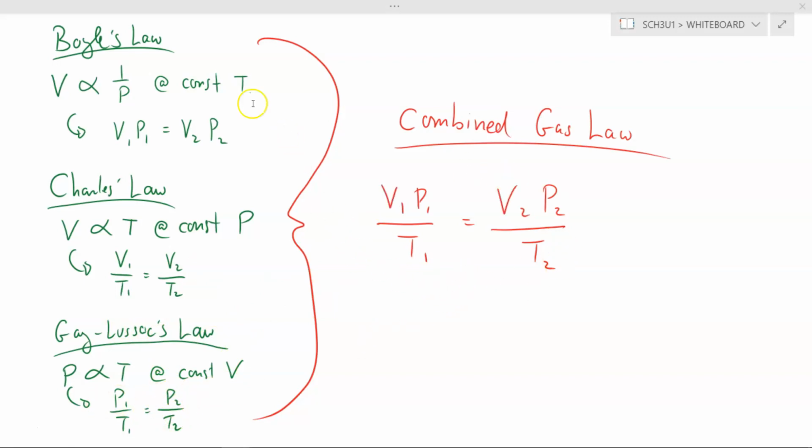So by removing the variable that remains constant, you now have all three equations in one. Moreover, you're no longer restricted to situations where one variable must remain constant. All three variables can change, and you can still use this equation.